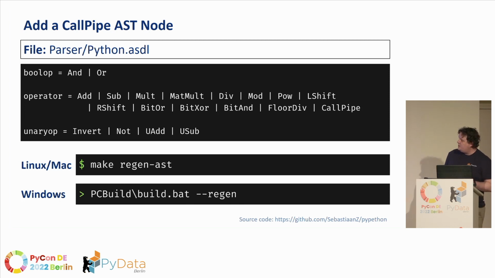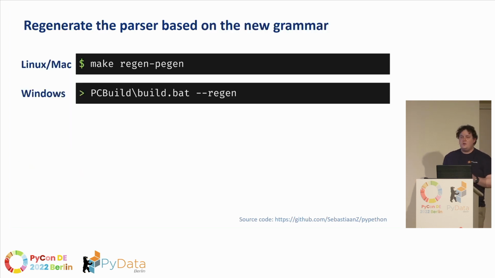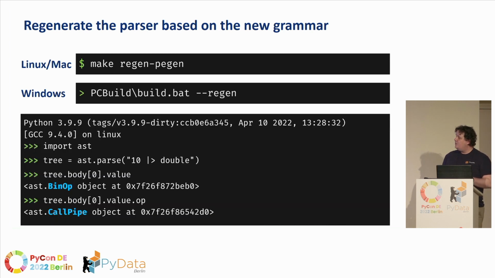On Windows, the commands are there, but they're also in the dev guide. I'm not going to repeat them every time. So now we have support in the AST. We've implemented the grammar rule, and now we can regenerate the entire parser to include the new grammar and the new AST. After this, if you run Python, you can ask the AST to parse the expression that we have, and you'll find that it correctly creates a BinOp node with a call pipe object AST node in the middle. So this is quite fun.